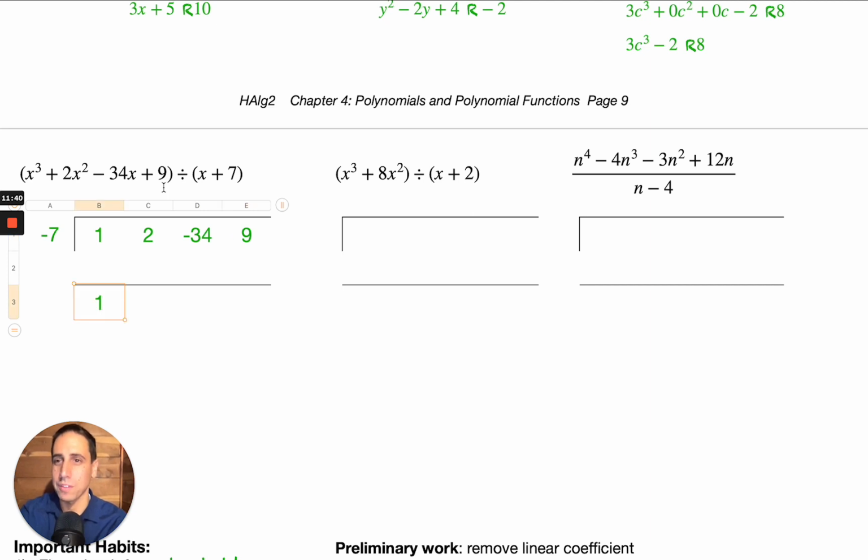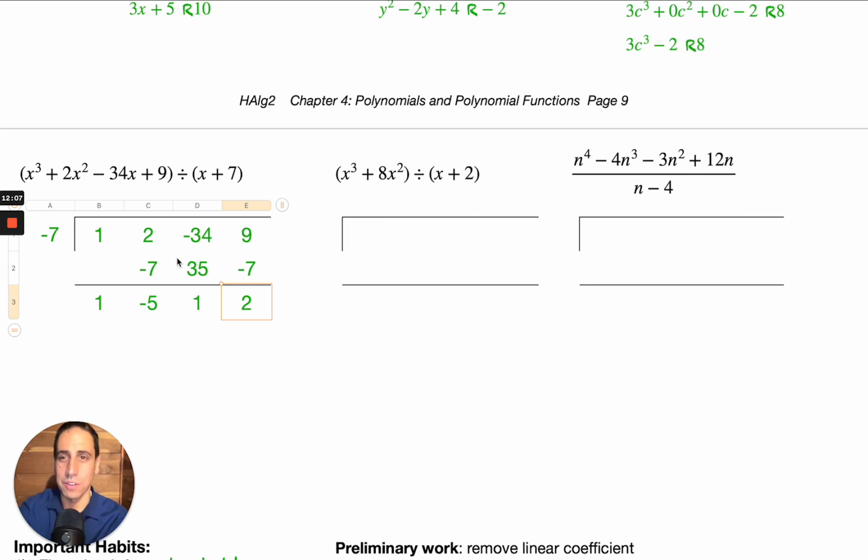Vertically, add 1 plus nothing to get 1. Negative 7 times 1 gives you negative 7. 2 plus negative 7 is negative 5. Negative 7 times negative 5 is positive 35. Negative 34 plus 35 is 1. 1 times negative 7 is negative 7. 9 plus negative 7 is 2. Can you imagine how long it would take us to do all this, and how much handwriting the polynomial long division version of this would have to be?